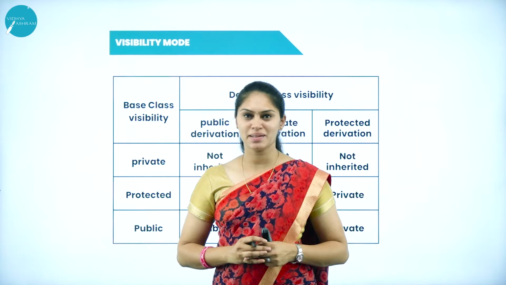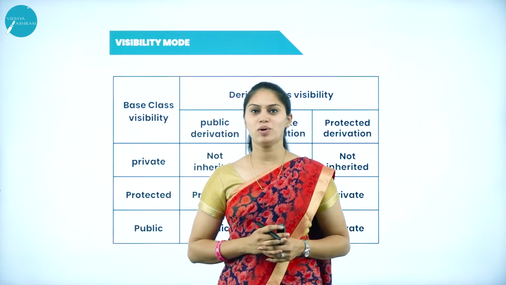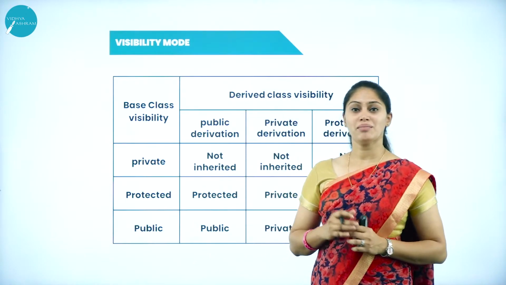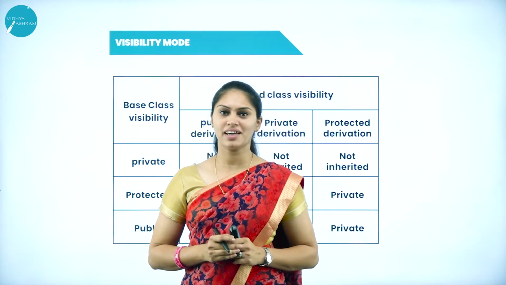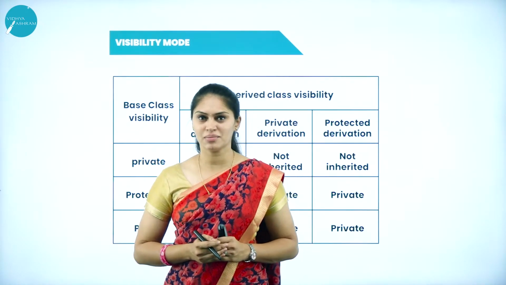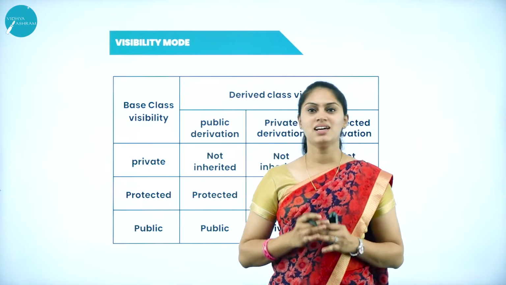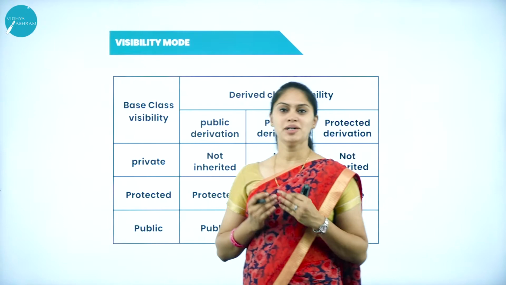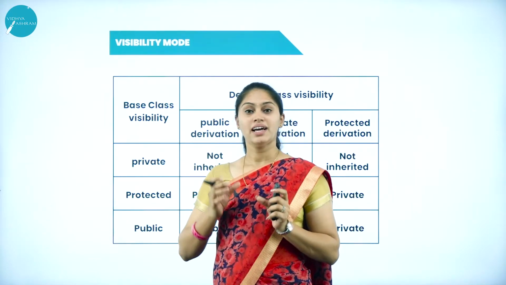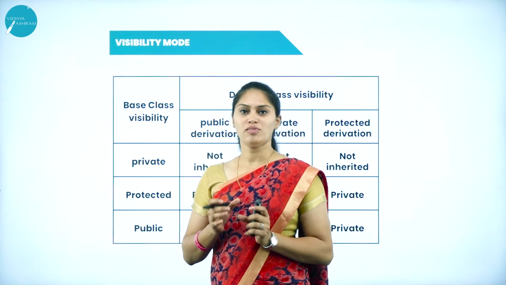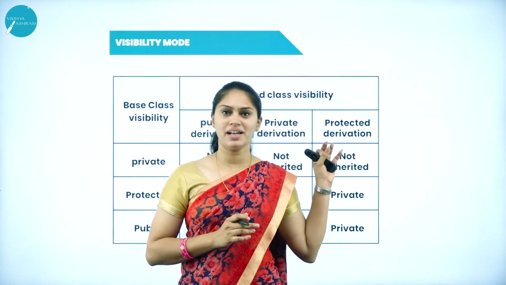Coming to the visibility mode of inheritance. What do you mean by this visibility mode? Object-oriented programming is mainly used for data security. With the help of access specifiers, I can provide security for my data. Which access specifiers do we have in C++? That is public, private and protected. How the base class is derived, and how can I access the content of the base class in the derived class, we're going to learn with this visibility mode.